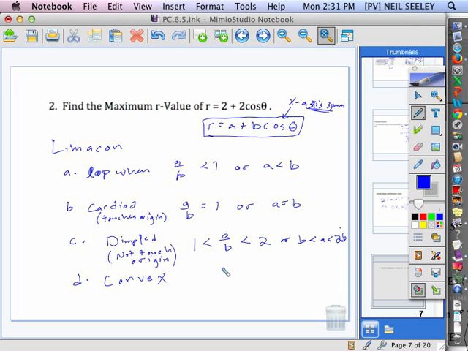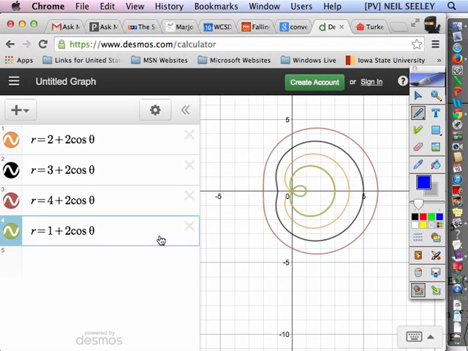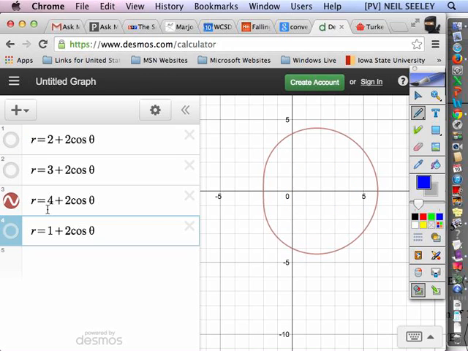On your notes here, it says A over B greater than or equal to 2. If you multiply both sides by B, I get A greater than or equal to 2B, okay, then it becomes convex. If I go back to my picture here of the red limacon, check it out. That A term is twice as big as the B term, and as soon as that happens, or the ratio gets even bigger, it becomes a convex limacon.